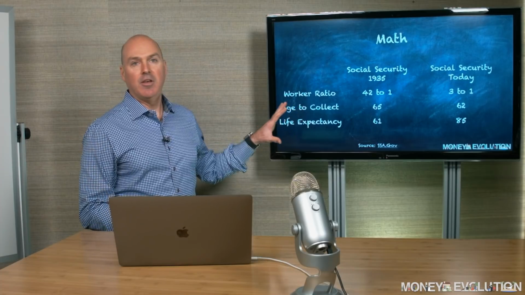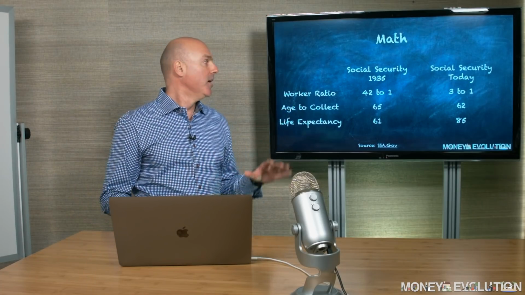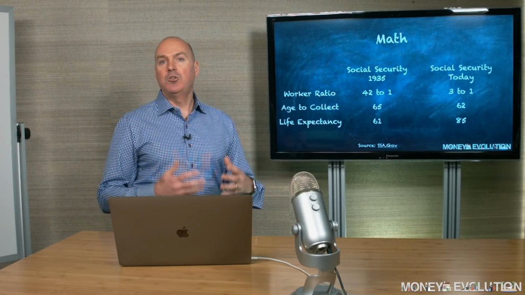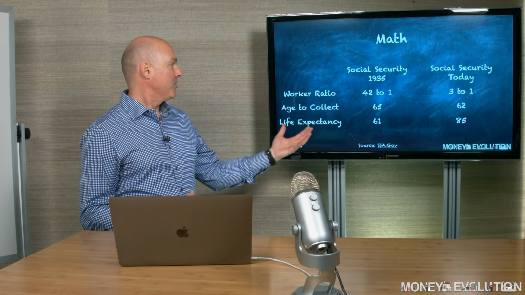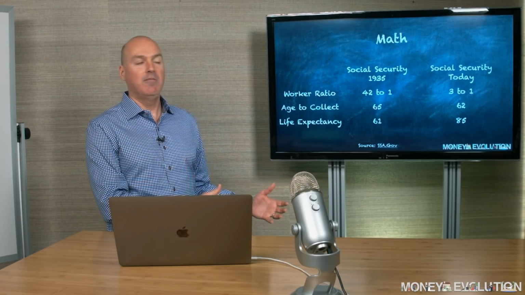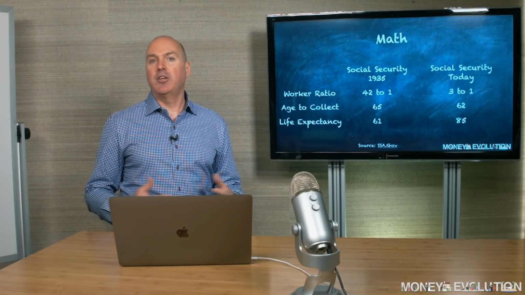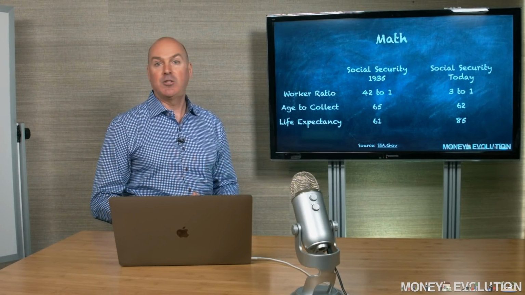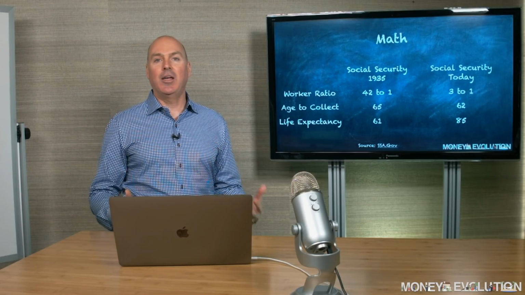But let's take a little bit of a history back here when Social Security started, just to put this in perspective. 1935, we had 42 workers for every one person that was collecting Social Security benefits. Today, that's down to just 3 to 1. And then also looking at the age to collect, it is now 62 compared to what it used to be at 65. And of course, people are living longer. 85 is the average life expectancy today compared to the life expectancy at only 61 back when Social Security first started. So again, these are some of the things that are putting the strain on the system.